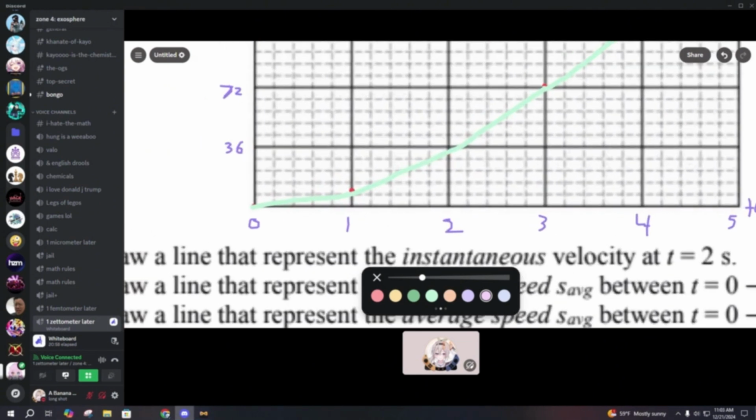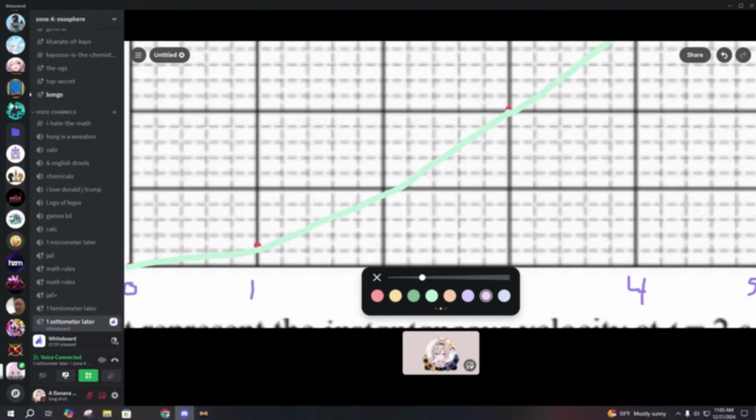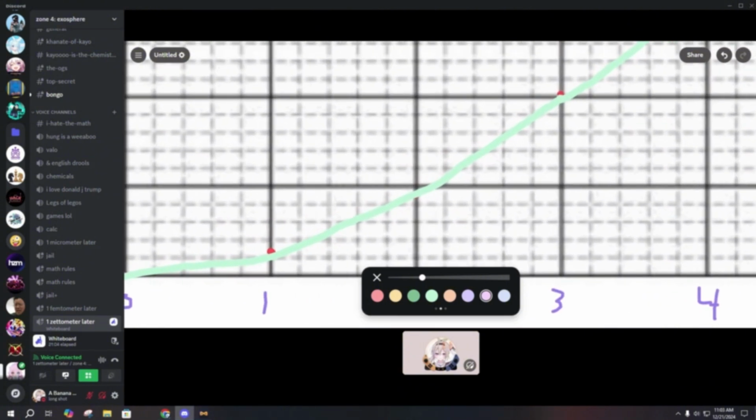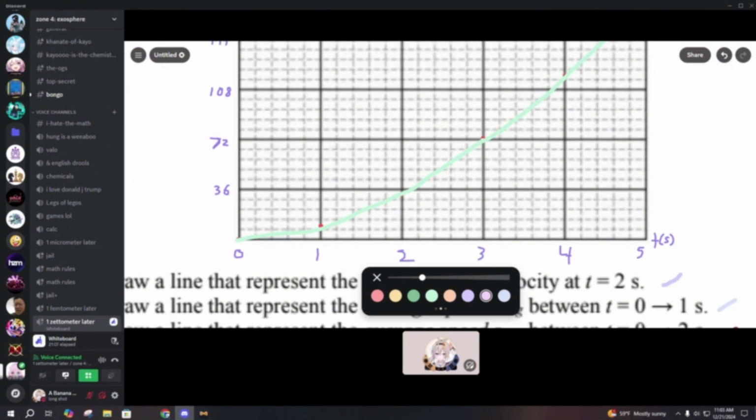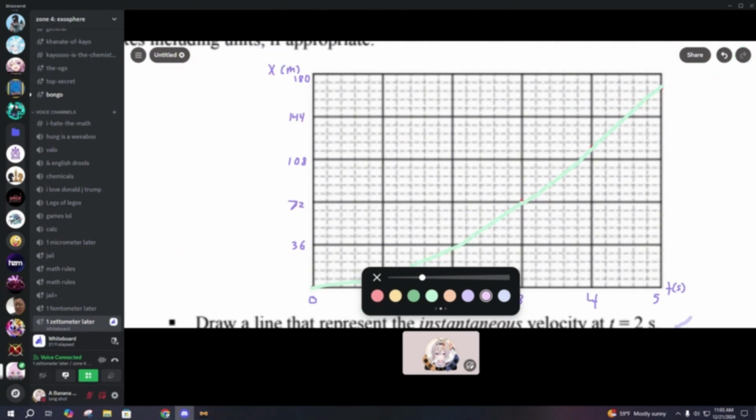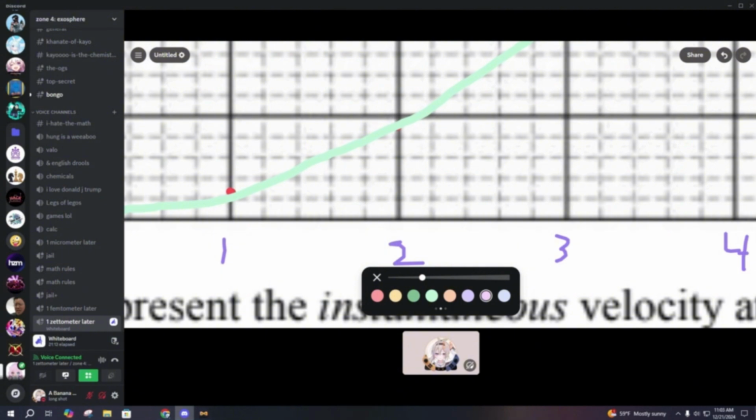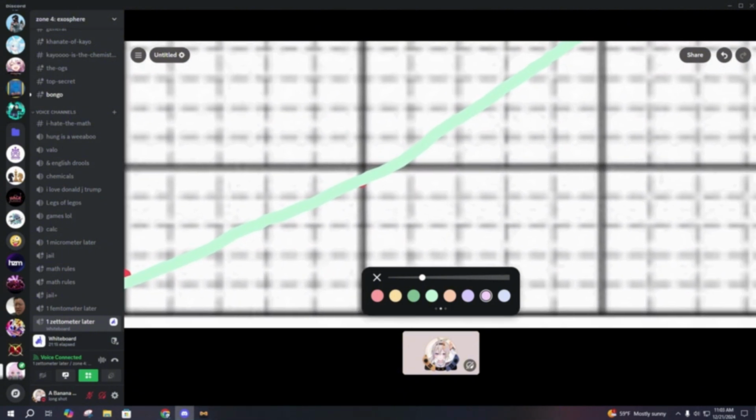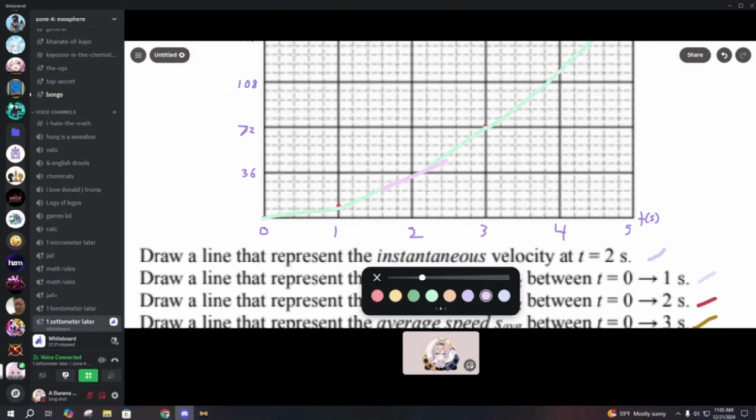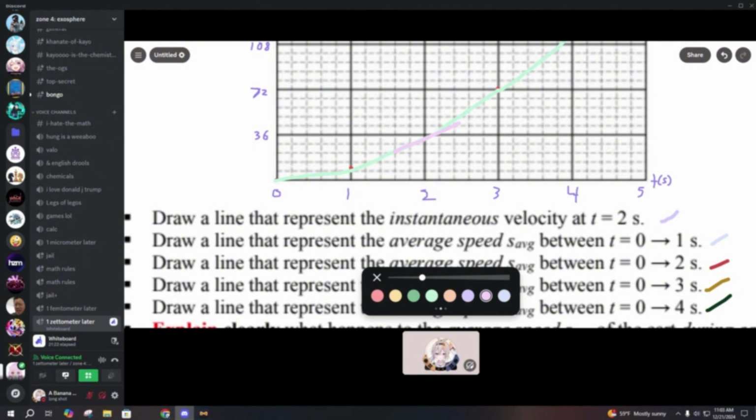So, pink. Instantaneous velocity at t equals 2. Well, we know that the velocity is going to be the change in position over change in time. And you know what gives you that? The slope of this position over time graph, because that's going to be rise over run, position over time. Well, if we want it instantly at 2 seconds, we really just need the slope at 2 seconds. So this pink line will show you that. Slope at 2 seconds. So that line represents the instantaneous velocity.